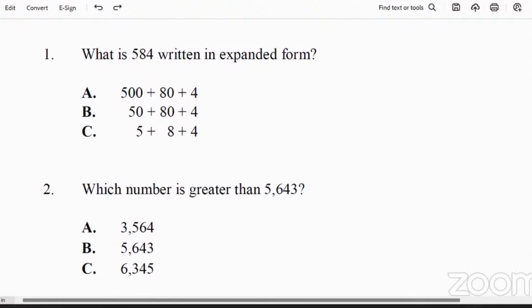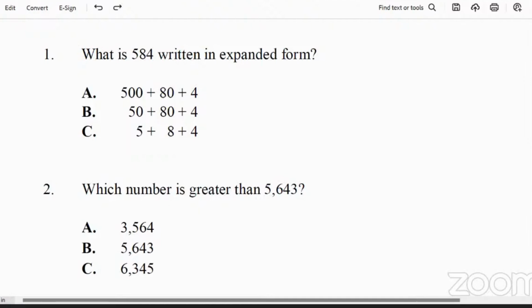All right, so question 1 says, what is 584 written in expanded form? Okay, so let us look at the options. Option A, 500 plus 80 plus 4. B, 50 plus 80 plus 4. C, 5 plus 8 plus 4. So even if you have no idea what expanded form means, you could simply try to add each of these options to see if the total would be 584.